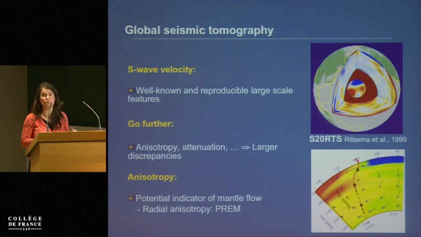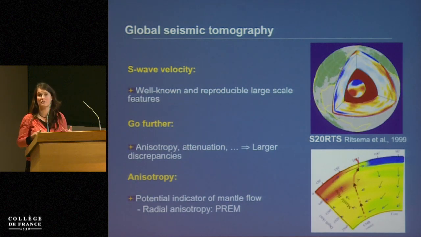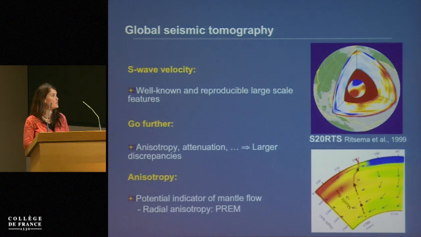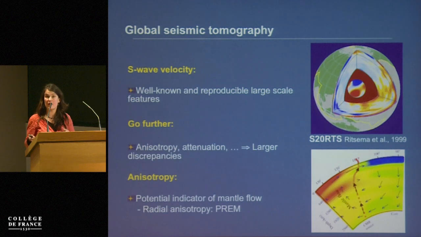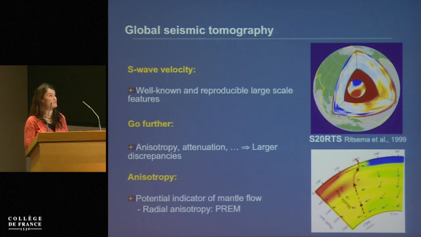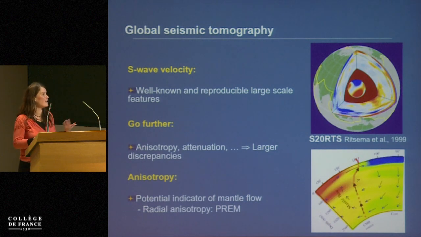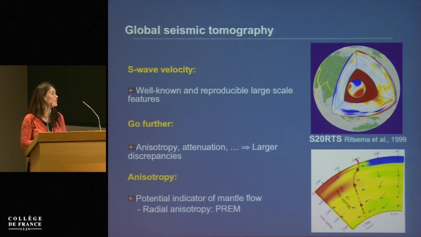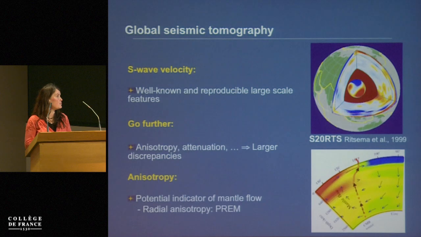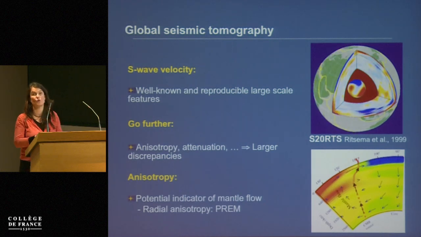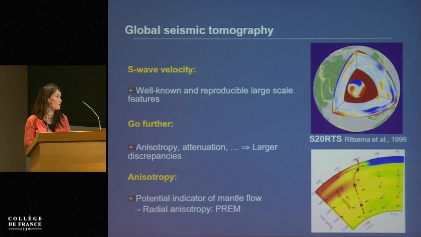Now, as more data volumes have accumulated, it has been possible to go further and to look at other properties, such as anisotropy and attenuation. However, when we start comparing different models by different research groups, there are larger discrepancies between them. Needless to say, anisotropy is a very important property to try to map because ultimately it can tell us about deformation, strain in the mantle, and so ultimately it might tell us about mantle flow.